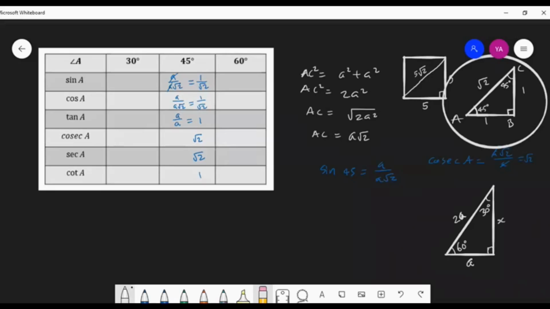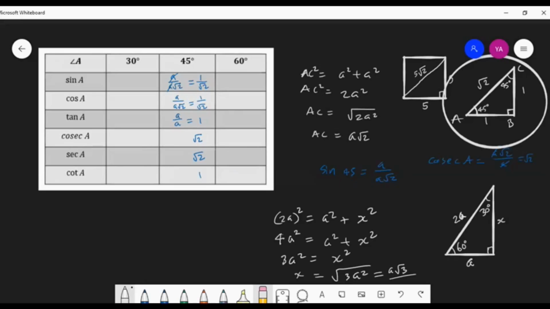Suppose this is x. So 2a square is equal to a square plus x square, right? So 4a square is equal to a square plus x square. So you take this a square to the left. So 3a square will be x square. So what will be x? Root 3a square. What is root 3a square? a root 3. Okay, a root 3 is the side opposite to 60 degrees. So I change this x here and I write in terms of a. This is a root 3.